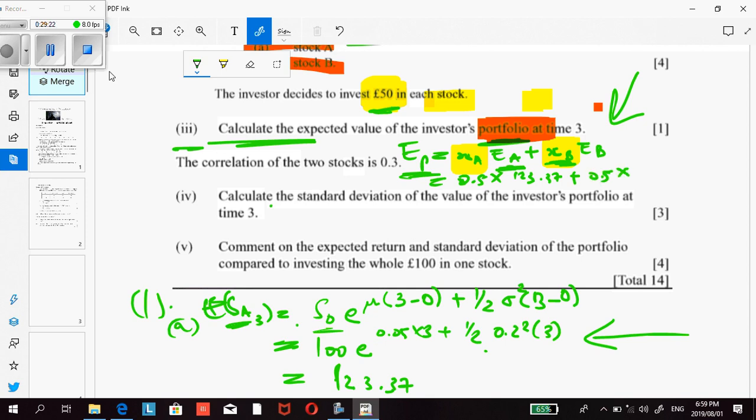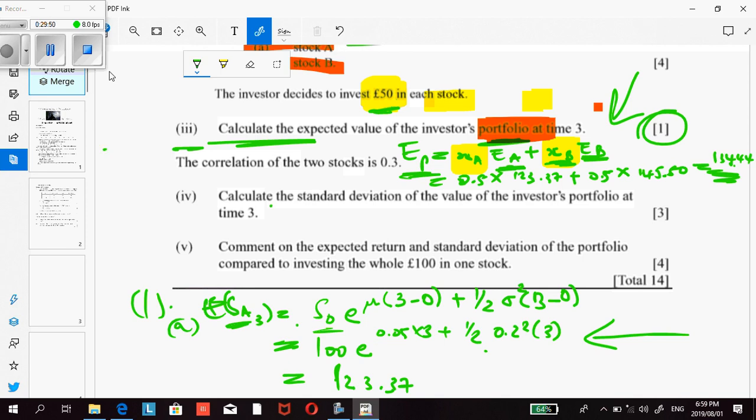So I'm going to say 0.5 multiplied by the expected value of B, which you calculated in part 1 of the question, it is 145.50. Now this is just 1 mark. You're going to punch this in your calculator and you're going to get 134.44.